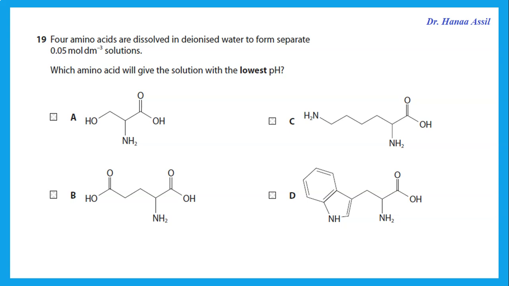4 amino acids are dissolved in deionized water to form separate solutions. Which amino acid would give the solution with the lowest pH? So lowest pH means most acidic, more acid groups. So this would be the one with the lowest pH.